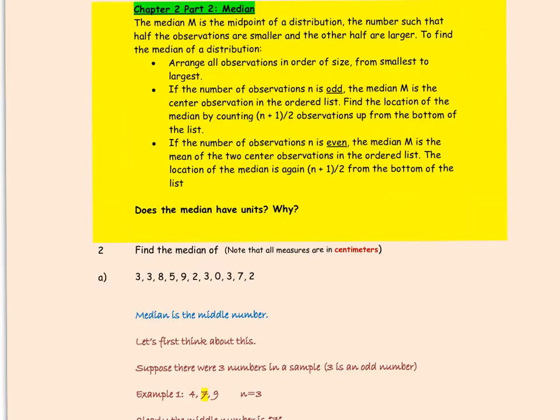The next question is, does the median have units? So if the median is just the middle number and the middle number has units, obviously the median also has units. So the answer is yes, it does have units because it's just one of the numbers in the data set.